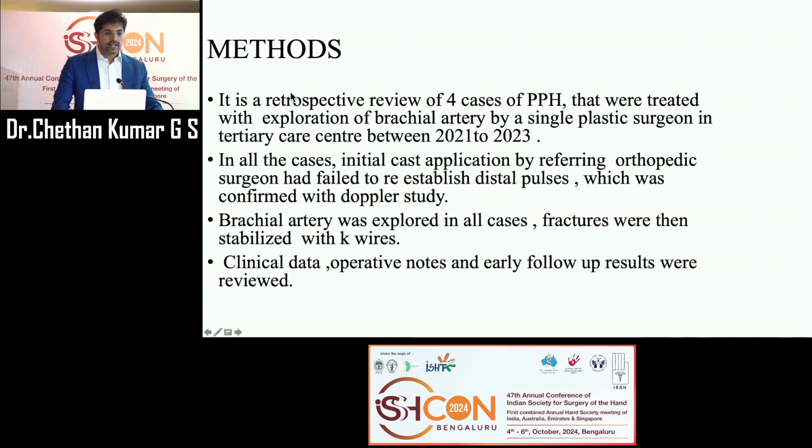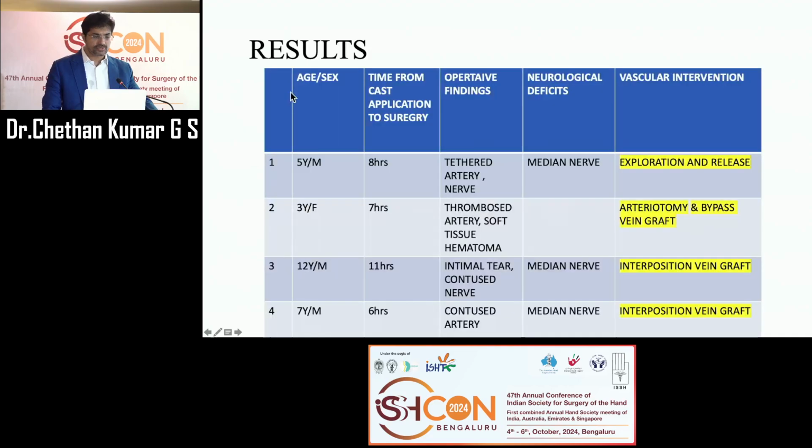So here it was a retrospective review of 4 cases of pink pulseless hand which were treated with exploration of brachial artery by a single plastic surgeon in a tertiary care center between 2021 and 2023. In all the cases, initial cast application by the referring orthopedic surgeon had failed to re-establish the distal pulses, which was confirmed with a Doppler study. The brachial artery was explored in all the cases, and the fracture was then stabilized with K-wires.